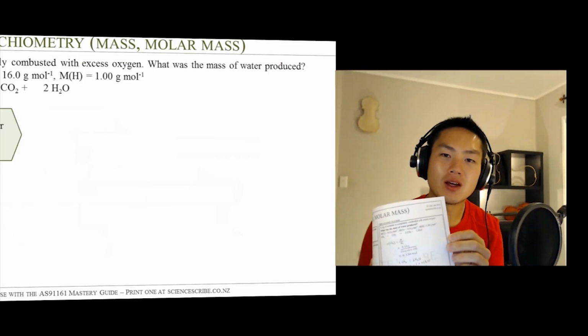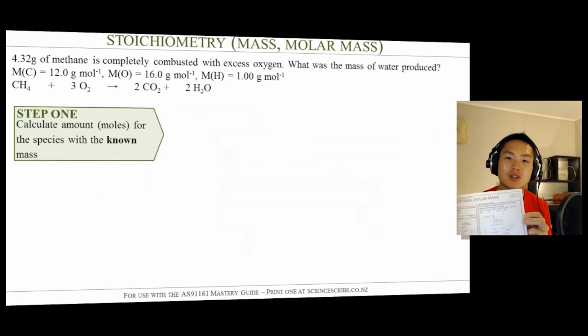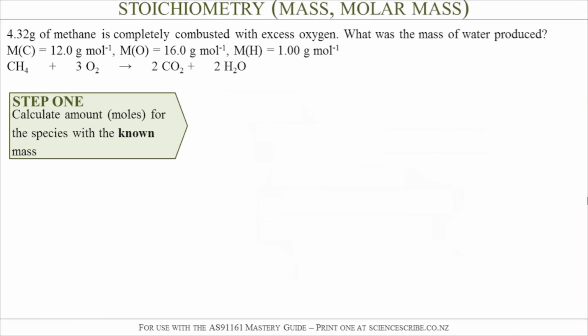For this video, I'll also be looking at the right-hand side of that page, which has a practice question, which I'll be referring to. 4.32 grams of methane is completely combusted with excess oxygen. What's the mass of water produced?